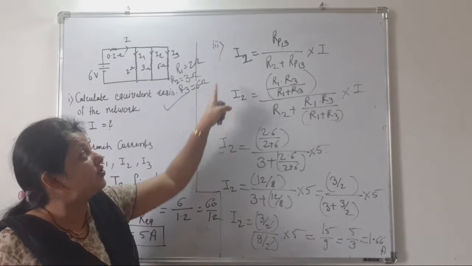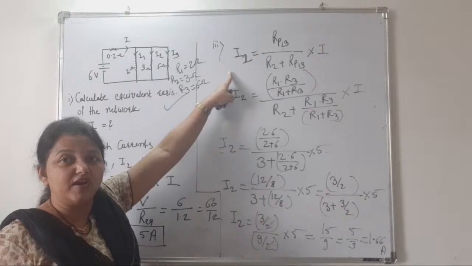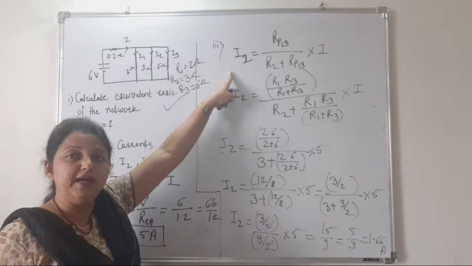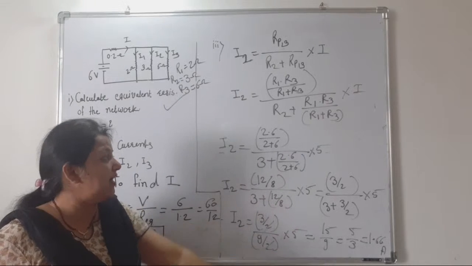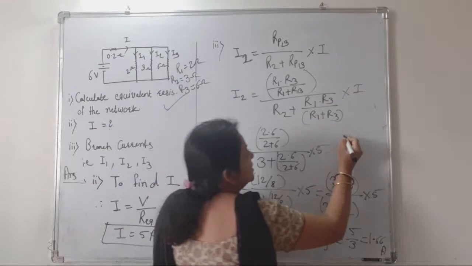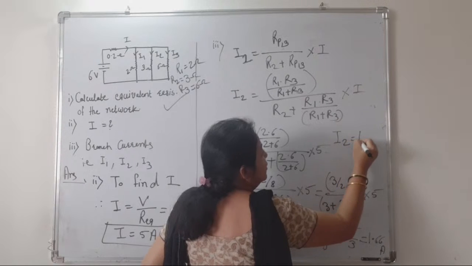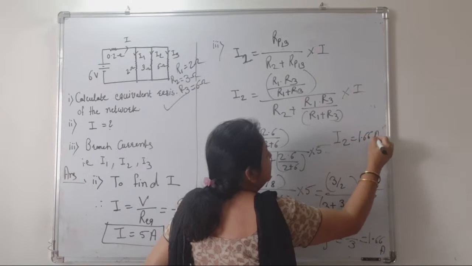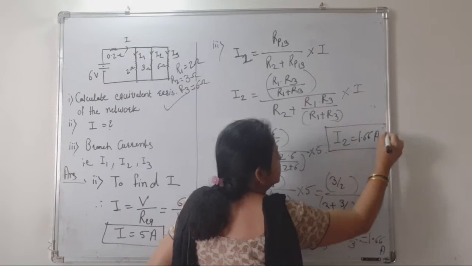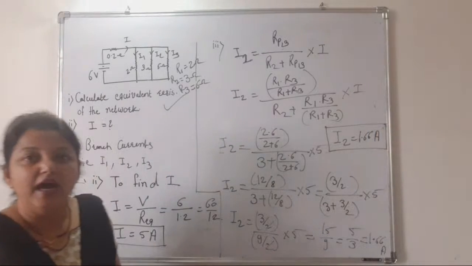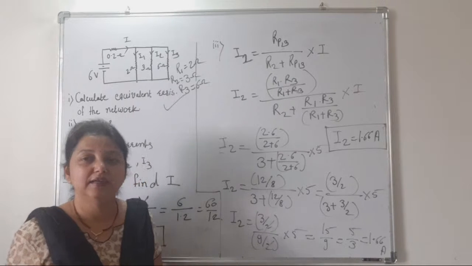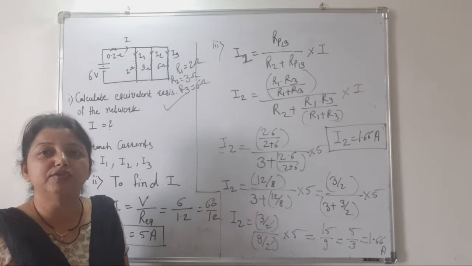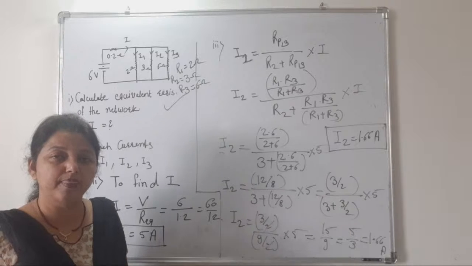So just here our concept of current division. If you implement that formula properly, then you easily simplify this and you get I2 is equal to what? I2 is equal to 1.66 ampere. Write down all these steps. I2, yes, right, Karthik. I3 is equal to 0.833.